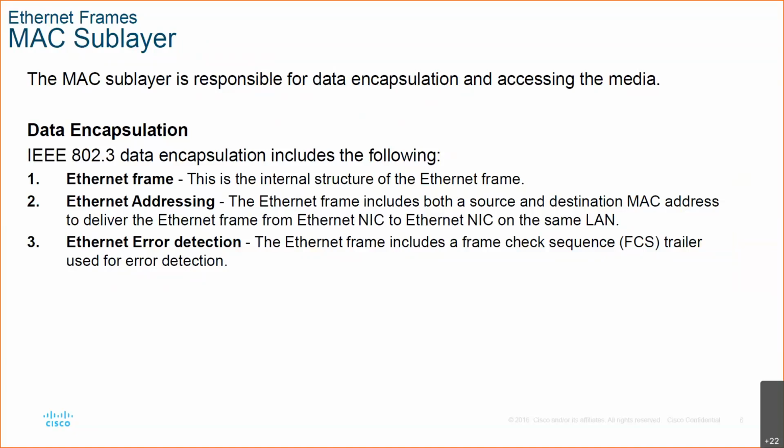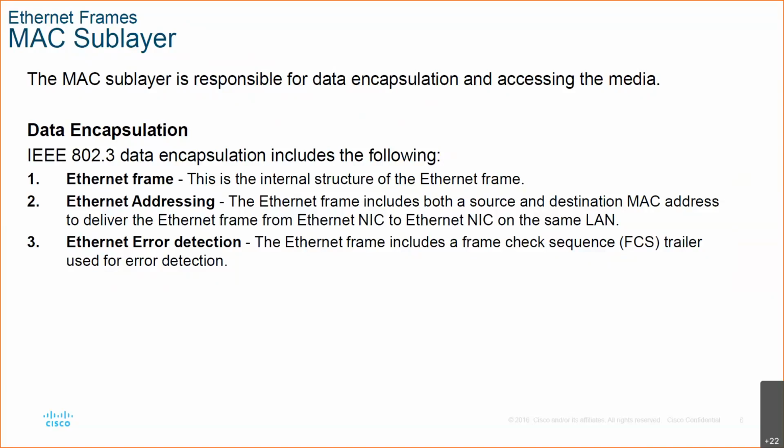Which address are we talking about? We are talking about the layer 2, data link layer address, which is your MAC address. The layer 3 network layer address is your IP logical address. The layer 2 data link layer address is your MAC physical address.